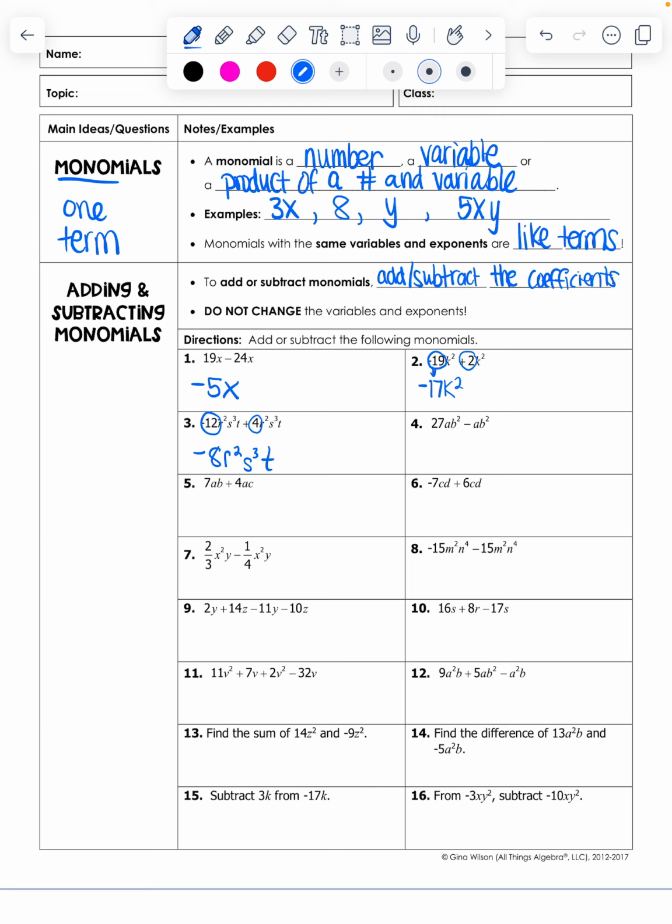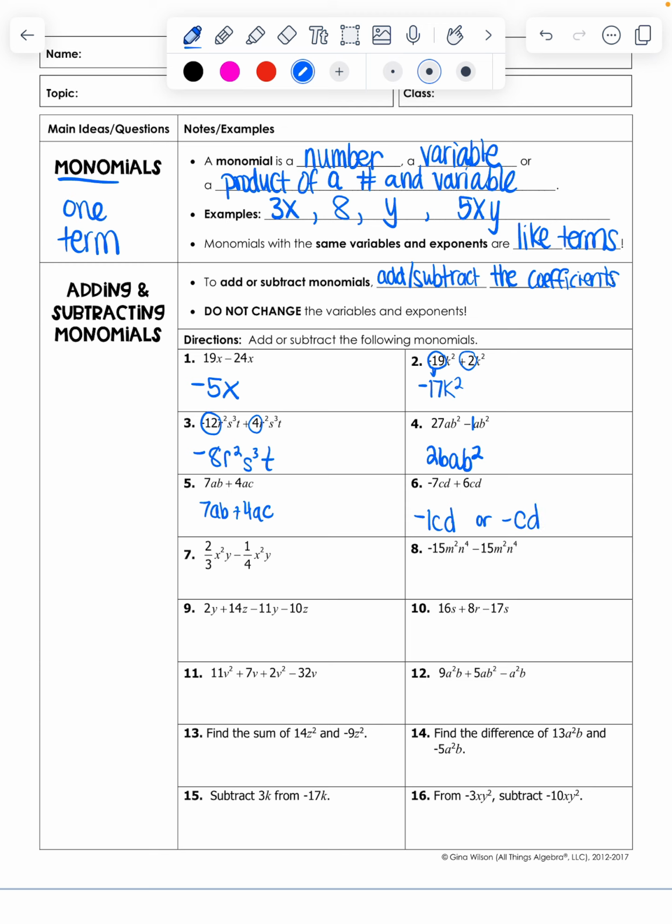Number 4, 27ab squared minus 1ab squared would be 26ab squared. 7ab plus 4ac is a trick question. This cannot be simplified. This would end up just being the original answer because they're not exact like terms. One has the ab, the other one has a, but it has c instead, so not like terms. Negative 7cd plus 6cd can be either written as negative 1cd like that, or just negative cd.